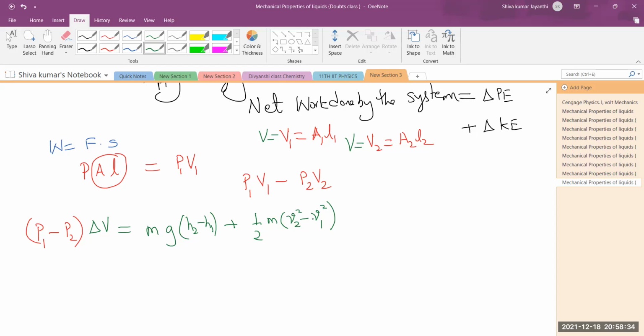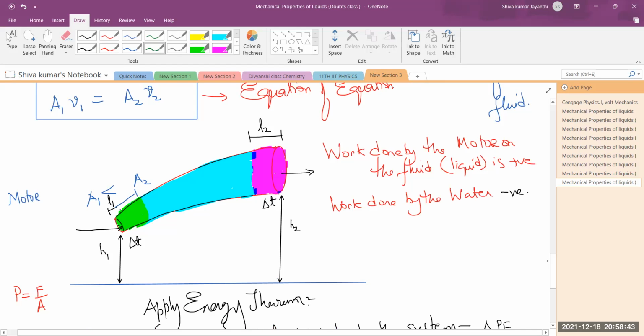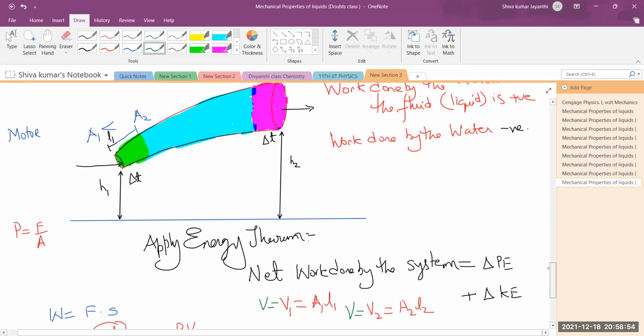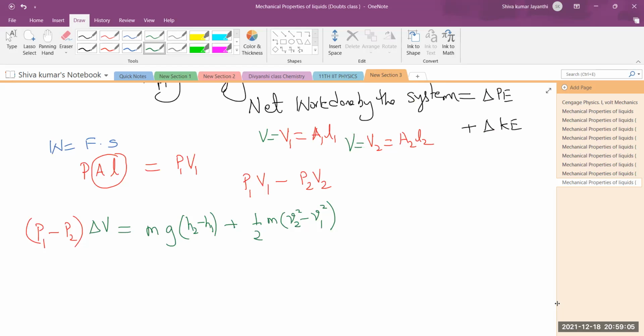Understood this? Okay. So over here, the exit velocity and the entry velocity won't be the same. How can they be? A1 V1 is equal to A2 V2, right? A1 is less, so V1 is more. A2 is more, so V2 will be less. Will it be the same? No, sir. A1 is lesser than A2, so V1 will be very large compared to V2, because A1 V1 is equal to A2 V2.